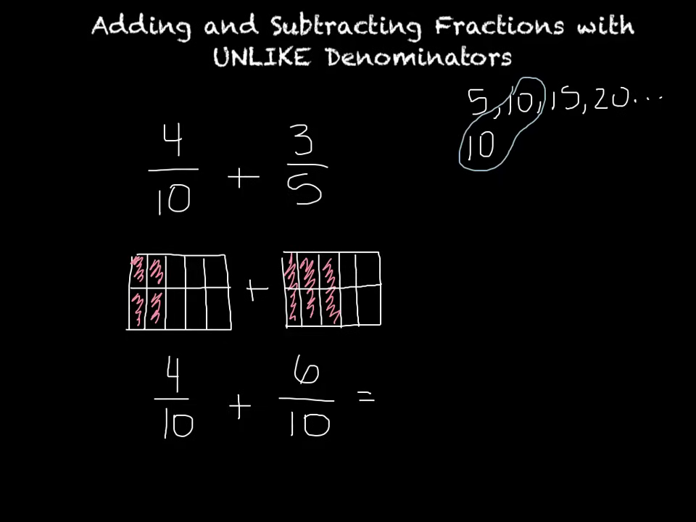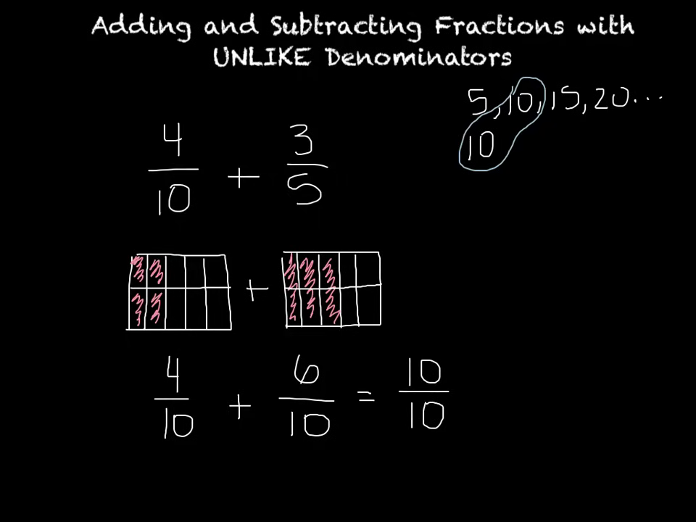Now we can add. We can add 4 plus 6. That equals, everybody, 10. Now, here's the tricky part. You still do not add the denominators. You still go 10 plus 10. The denominators always stay the same. Always, always, always when you're adding and subtracting. So I get 10 over 10.